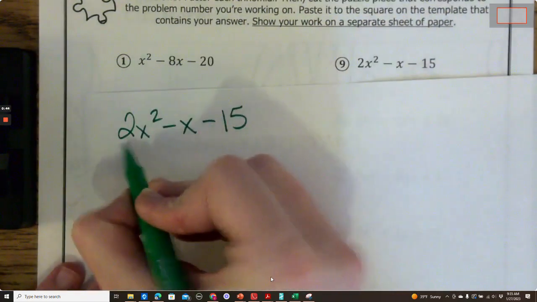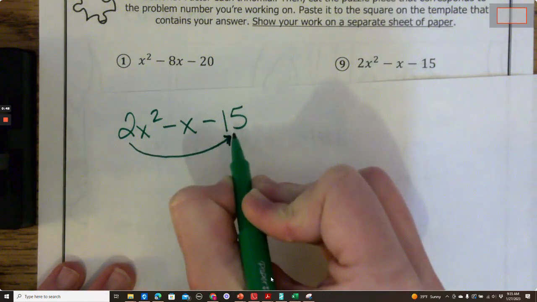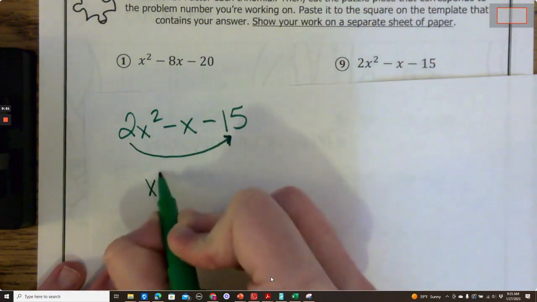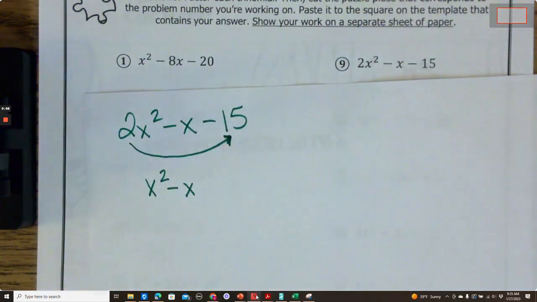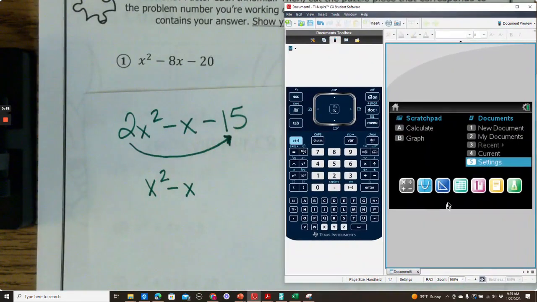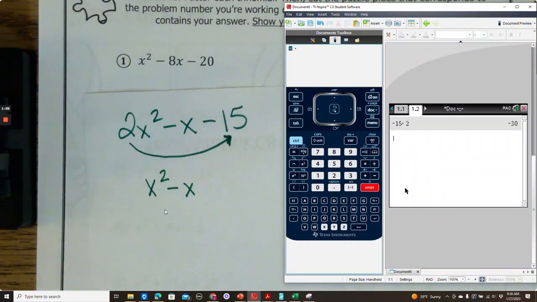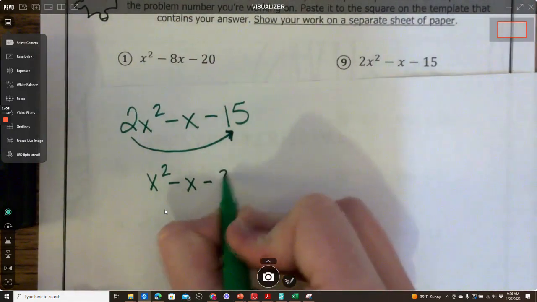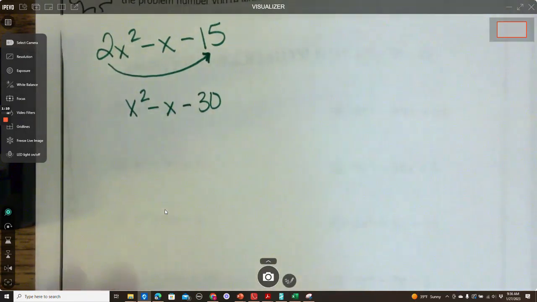So what we're going to do is take this 2 and multiply it by the last number and move it over there. So we're going to have x squared minus x, and then we're going to do negative 15 times 2. So negative 15 times 2 gives me a negative 30. And so by doing that, I'm back to what they've looked like for 2 days. That's what I want them to look like. And then we follow the same steps that we did yesterday and the day before.